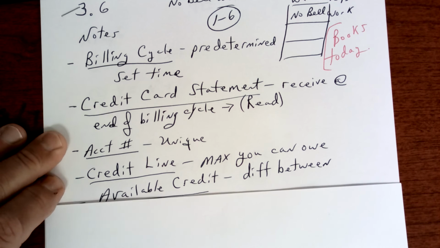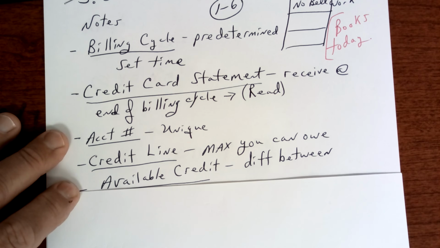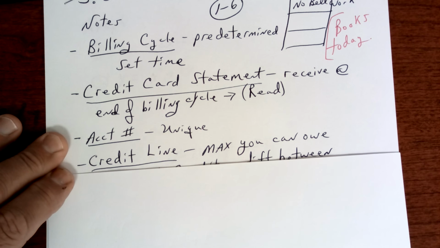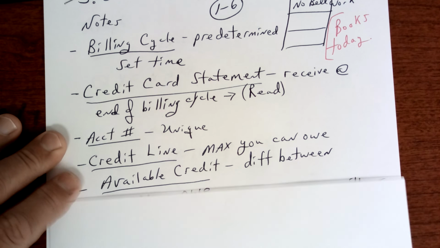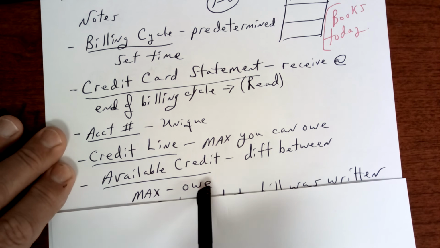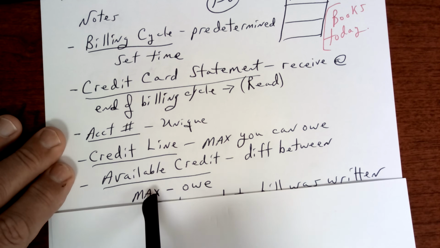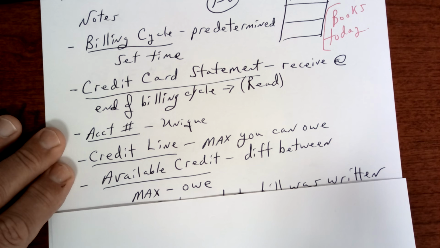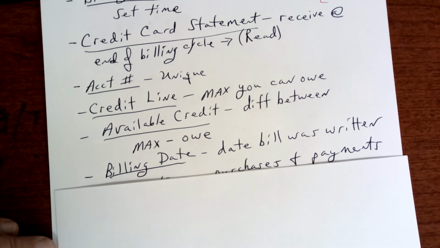The credit line, that is the maximum amount that you can borrow. And that varies from customer to customer depending on your credit score. This right here, available credit, is the difference between the money that you owe from the maximum or the credit line that they give you. Okay? So if you owe money, but they give you a $20,000 credit line, then the difference between that would be your available credit. Billing date is the date that it was written.